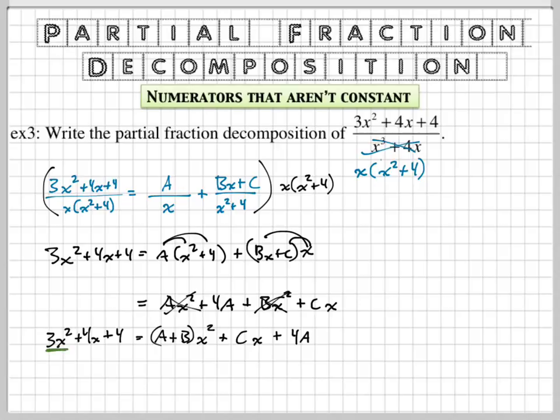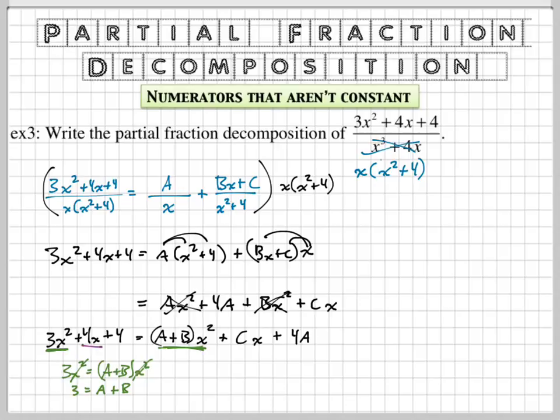Okay, so now we have to match things up. Like this and this, because they're both x squared. So it'll be 3x squared equals a plus b x squared. And if we go to solve this one, we divide both sides by x squared, and so they both cancel out. And I'm left with 3 equals a plus b. And I'm stuck. I can't solve it now. So let's look at the next one.